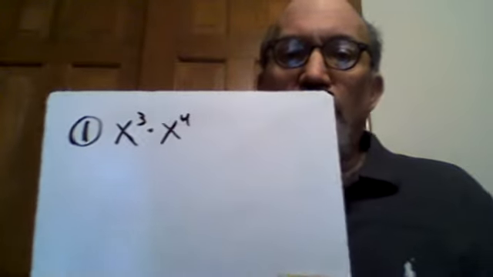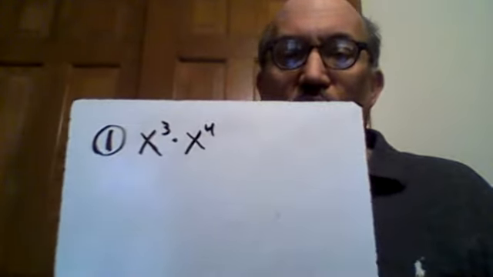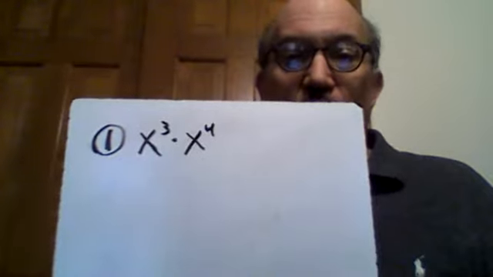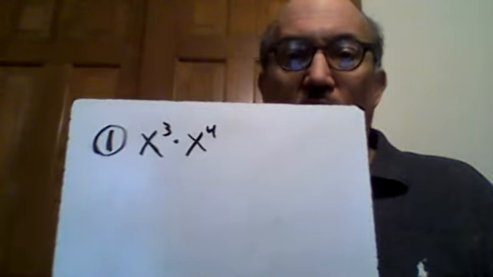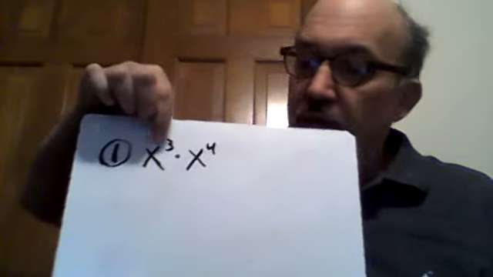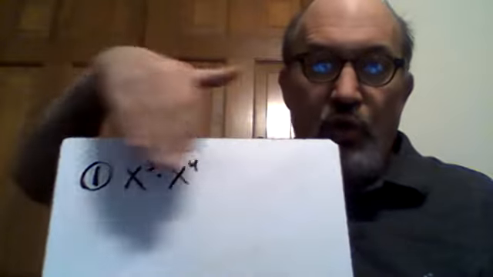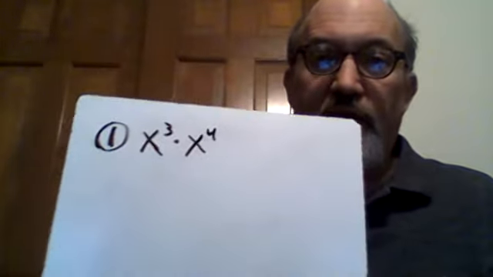Rule number 1 tells us that if we have to evaluate x to the third times x to the fourth, we add the exponents. And the reason for that is very clear. This is x times x times x times 4 x's multiplied together. So we're going to have a total of 7 x's multiplied together. Rule number 1 tells us that we can add the exponents and get x to the 7th.